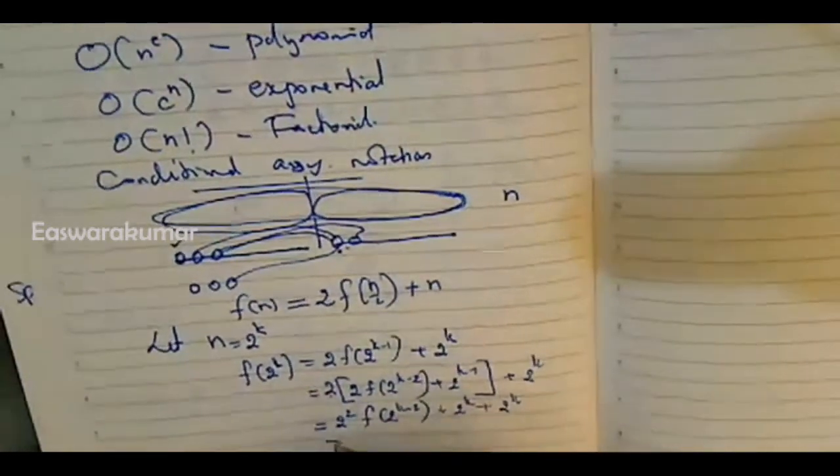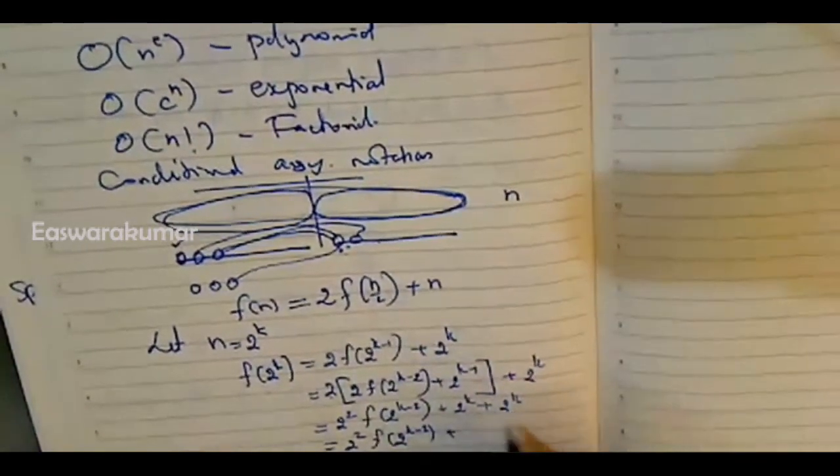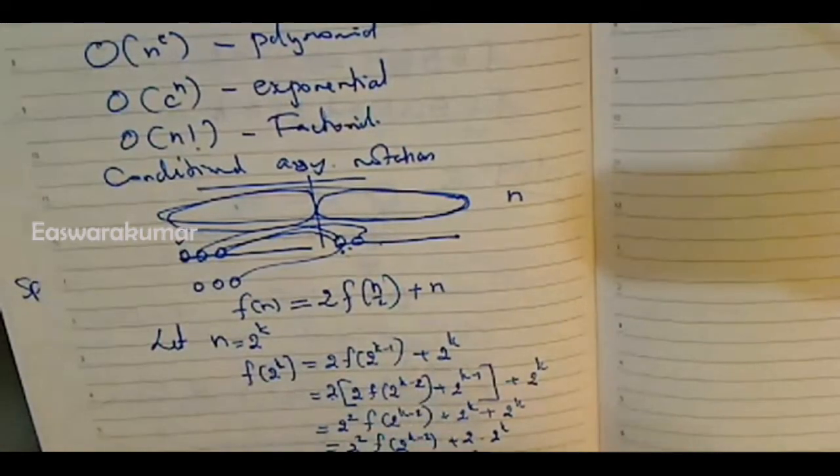So now what happens? That is equal to 2 power 2 f of 2 power k minus 2, plus there are 2 times 2 power k. So I can put 2 times 2 power k. Once again for pattern I am not multiplying this, I am just writing 2 times 2 power k. So once you apply this function one time, one iteration, you are getting this one.